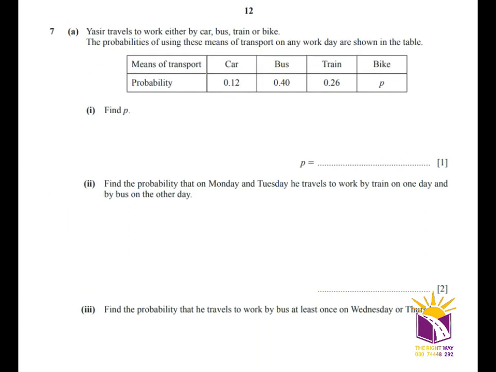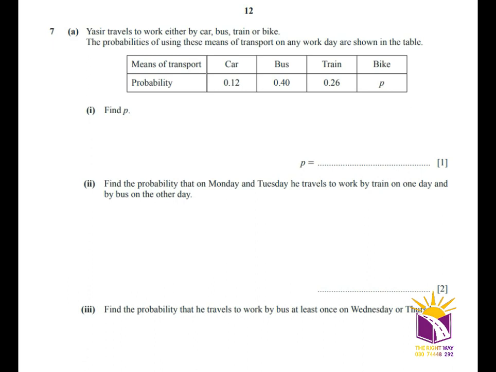Question number 7. Yasir traveled to work either by car, bus, train or bike. The probabilities of using these main transports on any workday are shown in the table. Probability of the car is 0.12, the bus is 0.40, the train is 0.26. Now the probability of bike is P. You have to find P.